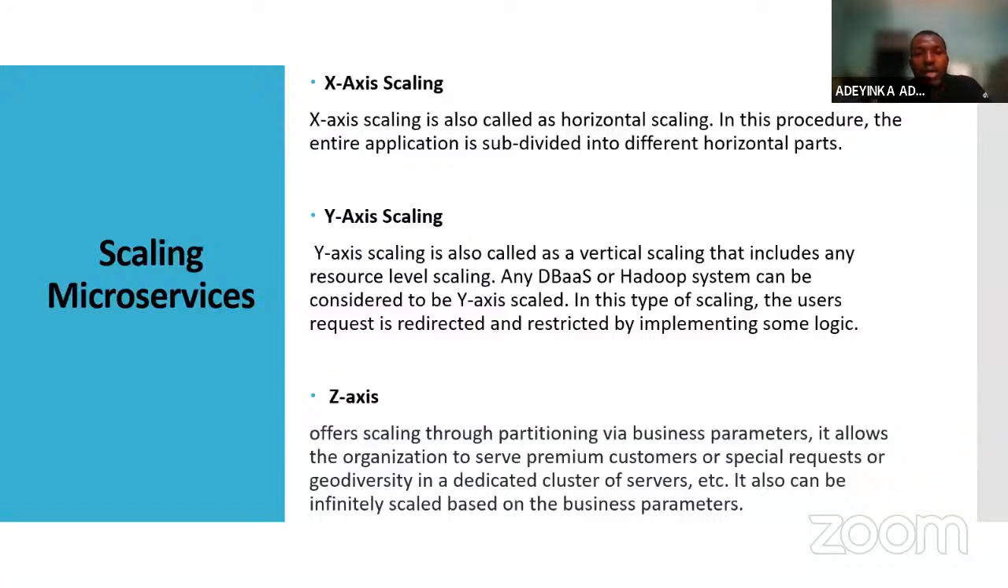Then there's something we call the z-axis scaling, which offers scaling through partitioning via business parameter. It allows the organization to serve premium customers or special requests or geodiversity in a dedicated cluster or server. It also can be infinitely scaled based on the business parameters.